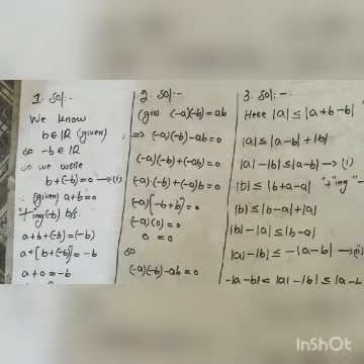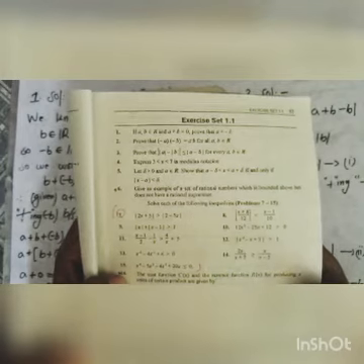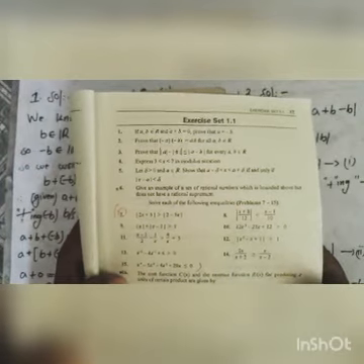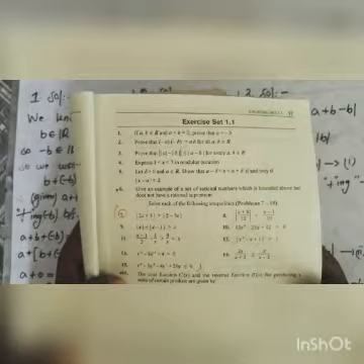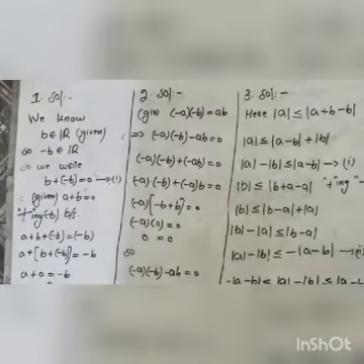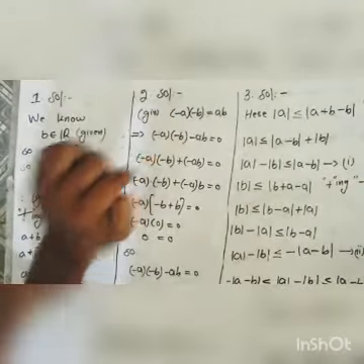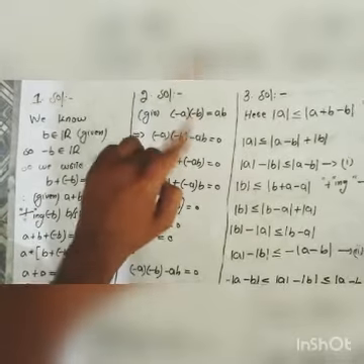Now we are going to solve the second question. The statement of the second question is: prove that minus A into minus B is equal to AB for all A, B belonging to the set of real numbers. This is a given thing, minus A into minus B is equal to AB. So we solve this equation.